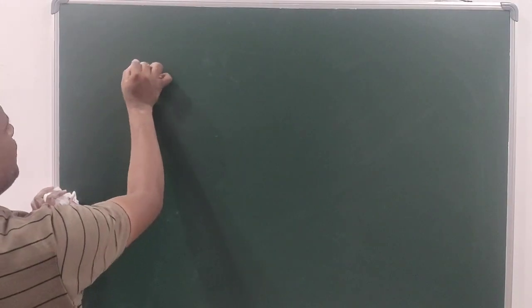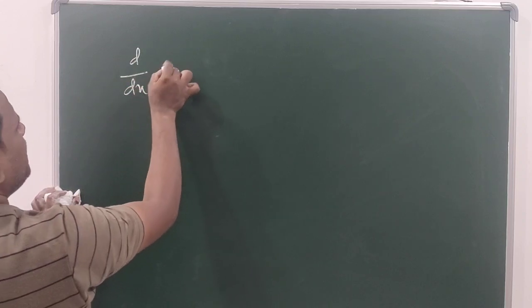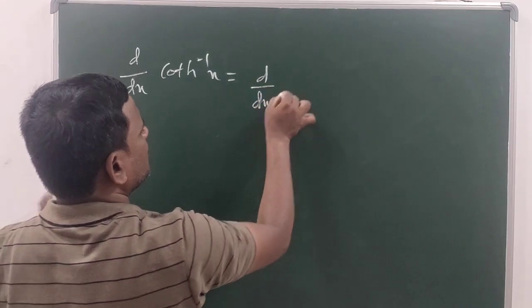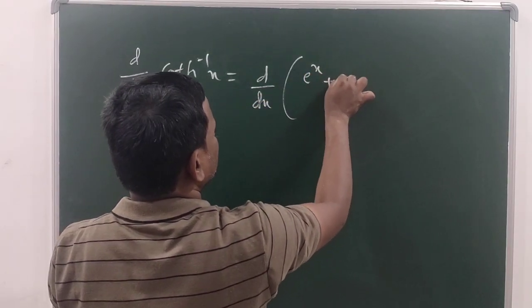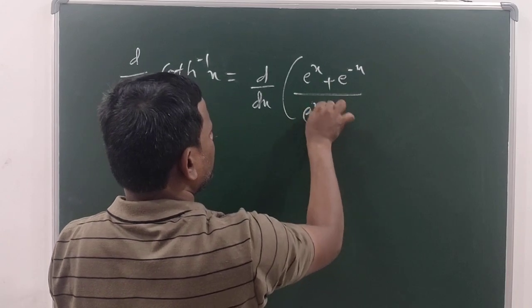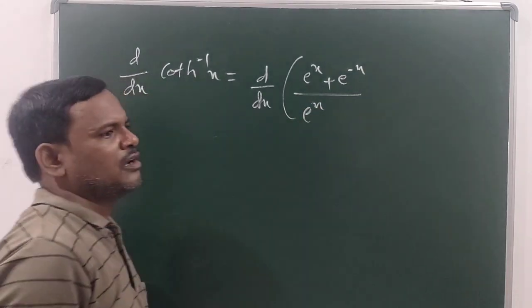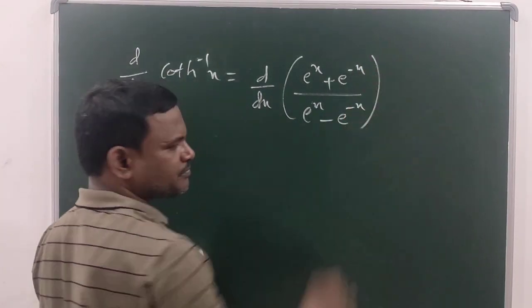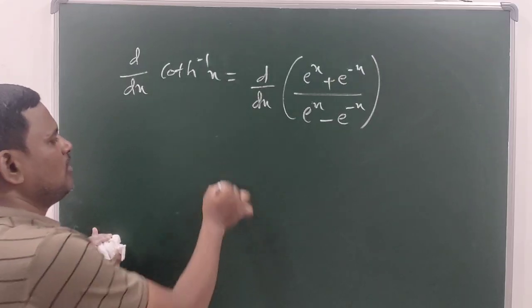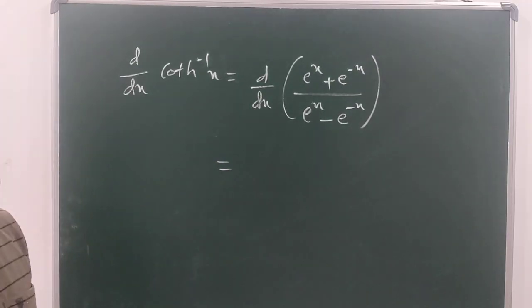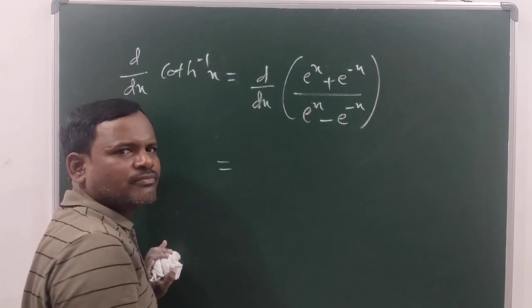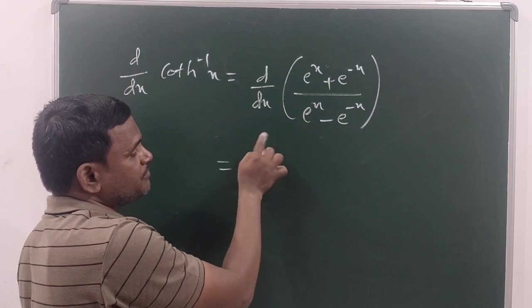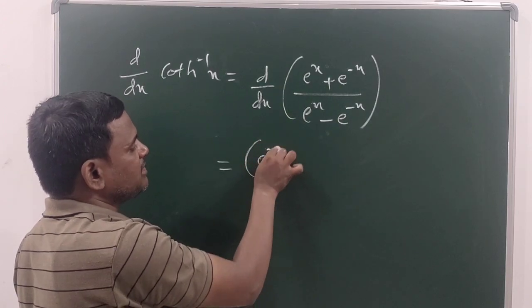What is the derivative of coth inverse of x? d by dx of coth x is equal to d by dx of, tell me, e power x plus e power minus x by e power x minus e power minus x. How do you do this? It is in the form of u by v, no? So, okay, apply the u by v formula. So here, v we have to write as it is.